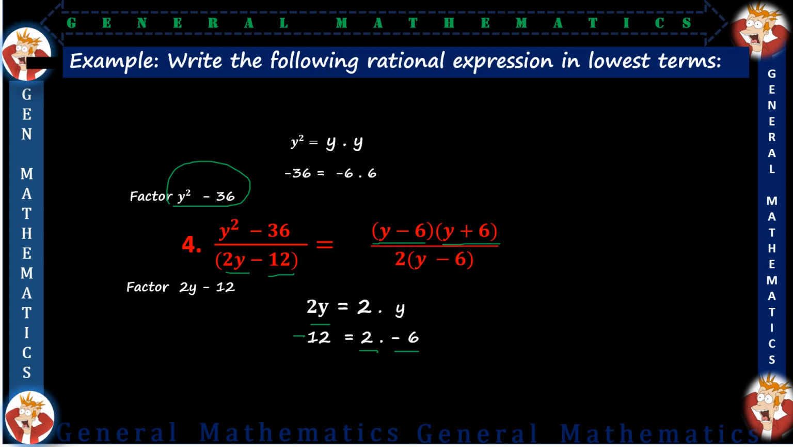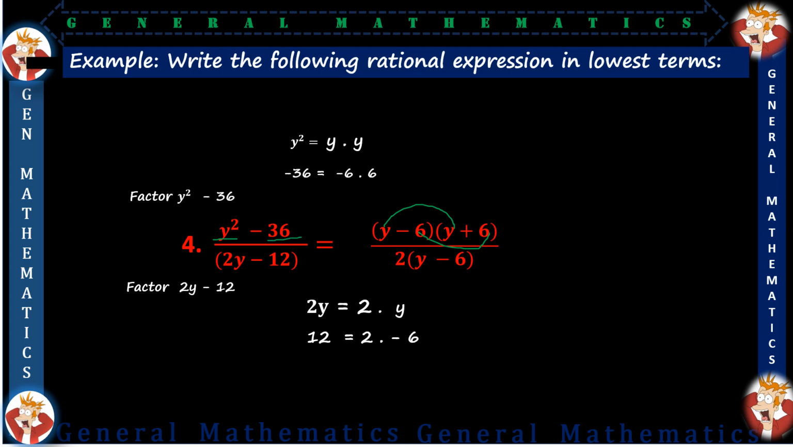Saan po nakuha yon? Yung y minus 6, ito po yon, dito po nanggaling yan. This is equals to y minus 6, the negative 6. Then yung y plus 6, galing po dito, that is equals to y plus 6. If we check for this, kung titingnan po natin, ay tama po ang ating factor. Kasi if we multiply y times y, that's equals to y squared. And if we multiply negative 6 times 6, that's equals to negative 36.